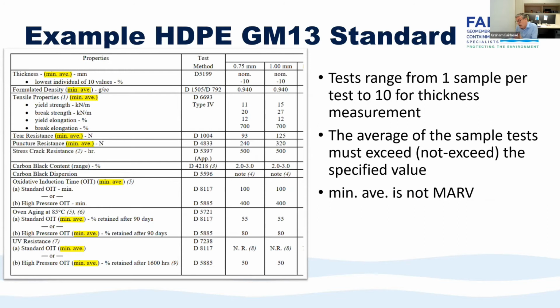In the highlighted yellow, nearly all of the measurements are described as min-av. And that applies to all of those tests. In the case of thickness tests, there's 10 tests per roll. If you look at UV, for example, there'll be a single test. So while it says min-av, it's an overall blanket statement to say whatever number of tests you take, you average those tests, and it's the average of those tests that you compare with the specification, and it has to exceed the spec or be below the spec, whichever it might be. Min-av is not the same as MARV.